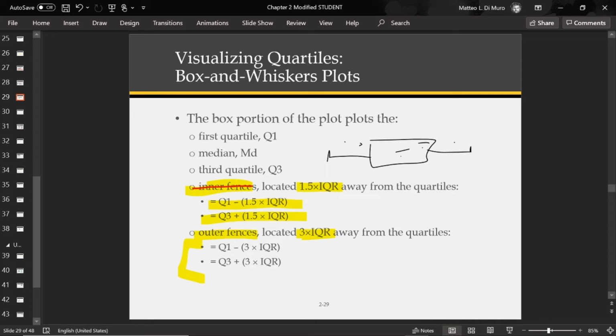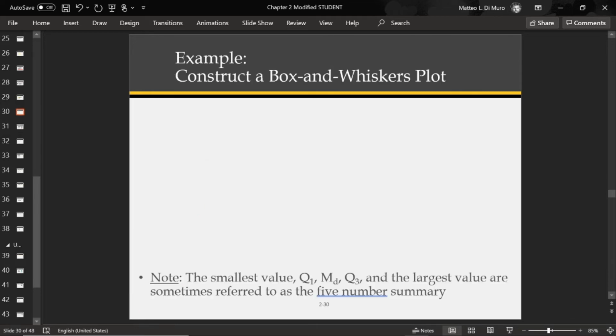Now, for simplicity and to keep these questions from getting too long, I don't usually make people calculate the outer fences, so in the question I'm not going to calculate them. I would like you to know the definition of the outer fence, but I'm not going to get you to do it. If I ever ask you to do a box and whisker plot, you're going to be doing Q1, Q3, the median, and then the inner fences. That being said, let's go ahead and do a box and whisker plot.